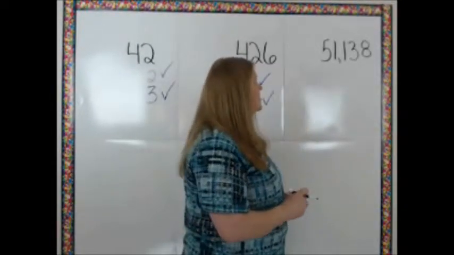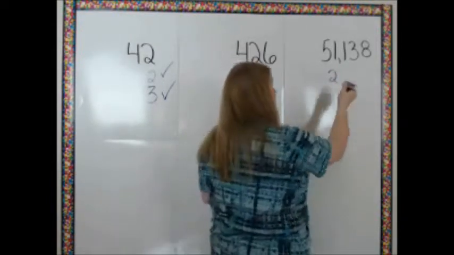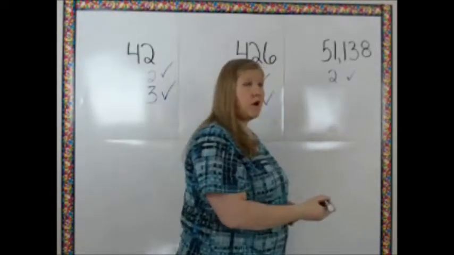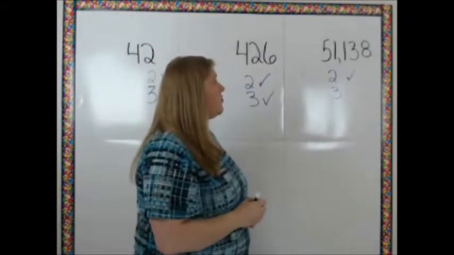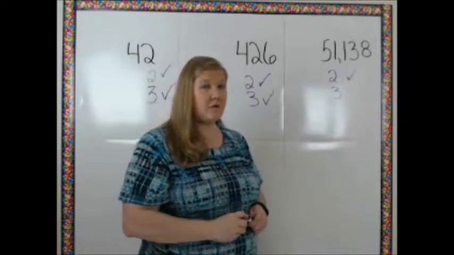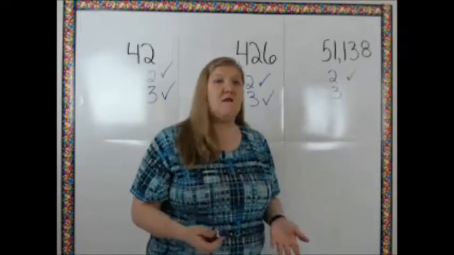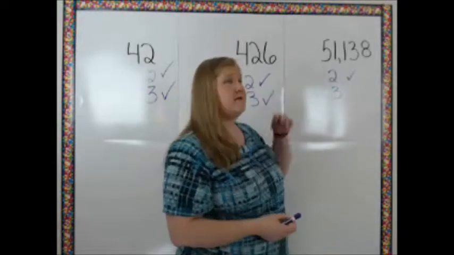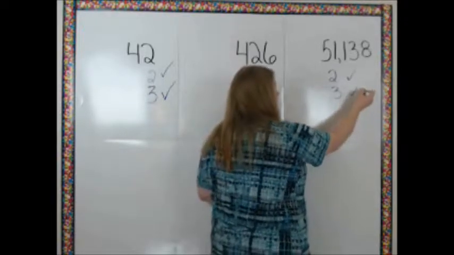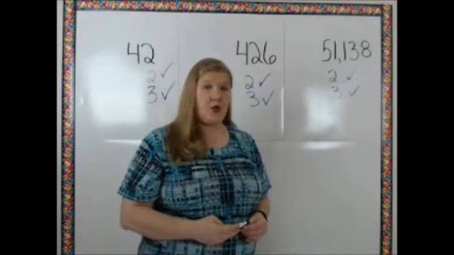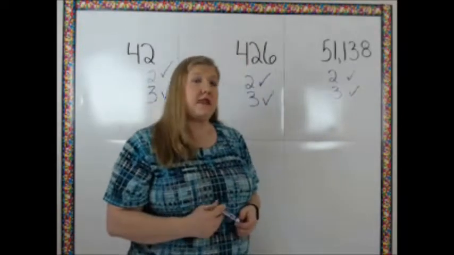All right, so is the number divisible by 2? It is an even number, ends in an 8, so that one works. What about 3? Well, 5 plus 1 is 6, plus 1 is 7, plus 3 is 10, plus 8 is 18. 18 is divisible by 3, so 51,138 is also divisible by 3. Since this number is divisible by 2 and by 3, we know that the whole number is divisible by 6.